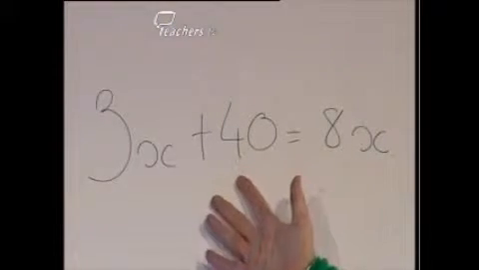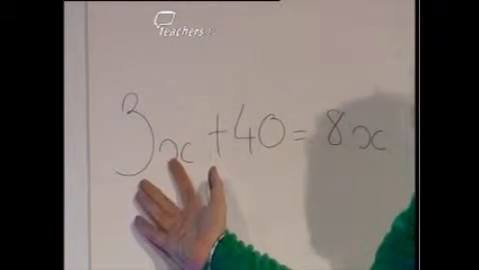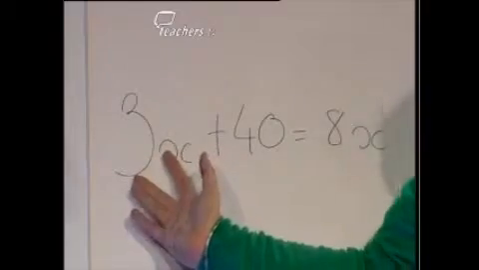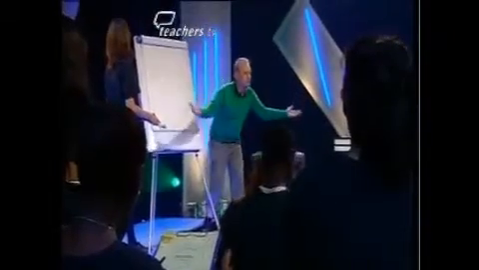What do we need to do to both sides? Anyone got it? Yes? Put the x's on one side and the normal numbers on one side. So what we're trying to do is get rid of this 40, are we? Get rid of the 3x and then put it to the other side. So if we take 3x away from this side, whatever we do to the left-hand side, we must do to the right-hand side.